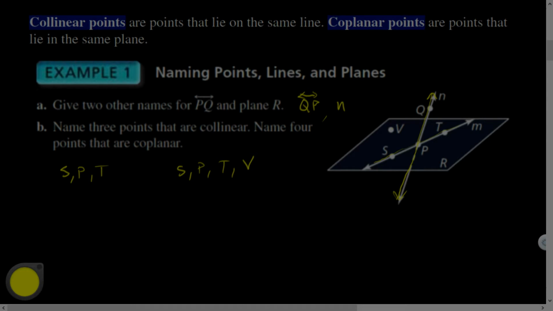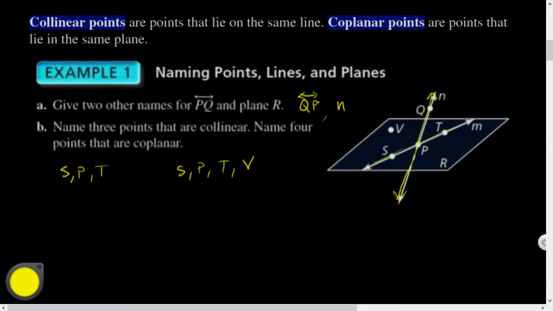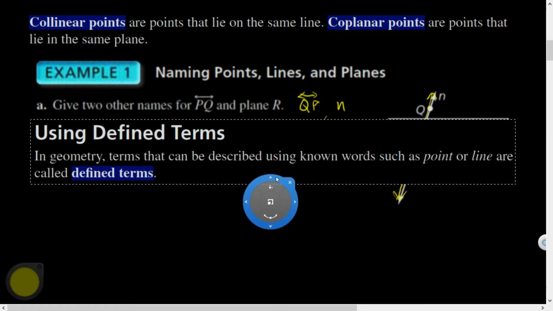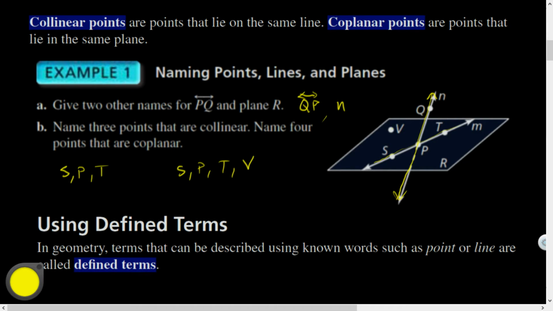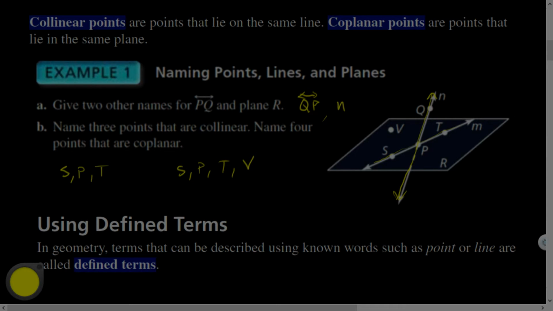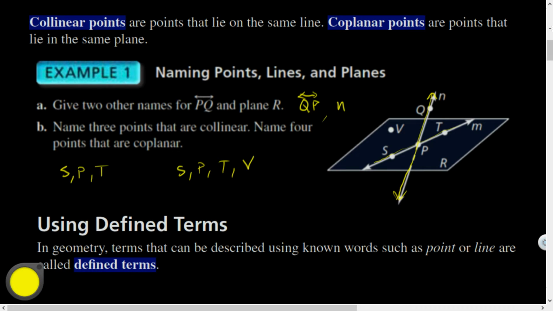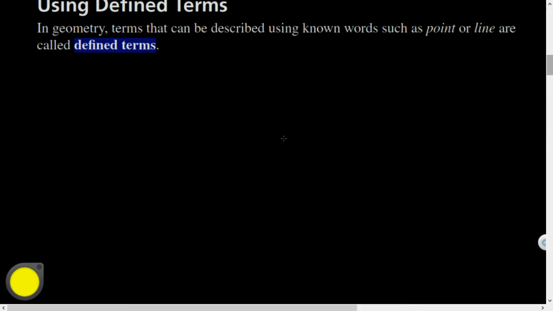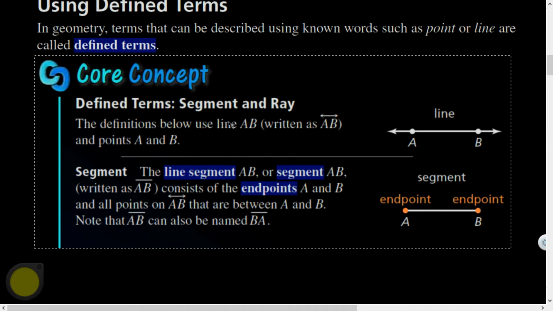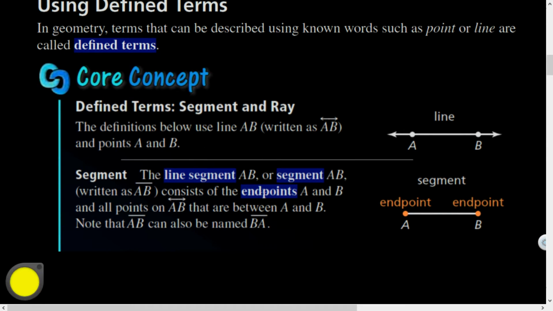All right, we also have defined terms in geometry. It's helpful to have definitions for things, and we'll be able to use those. Defined terms, using our known words. So we'll have, a segment has endpoints.